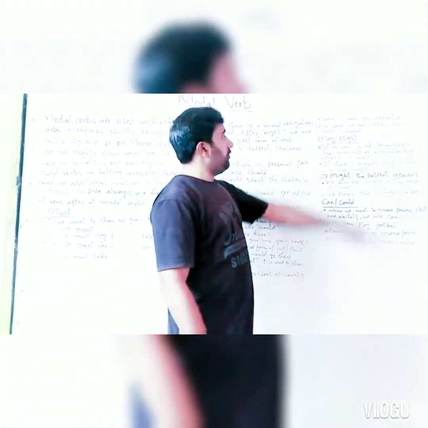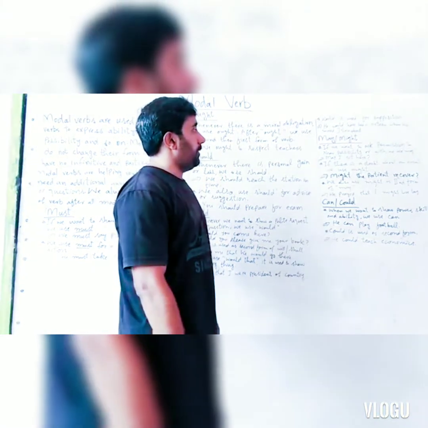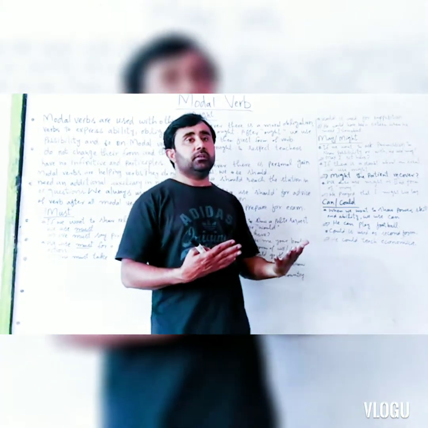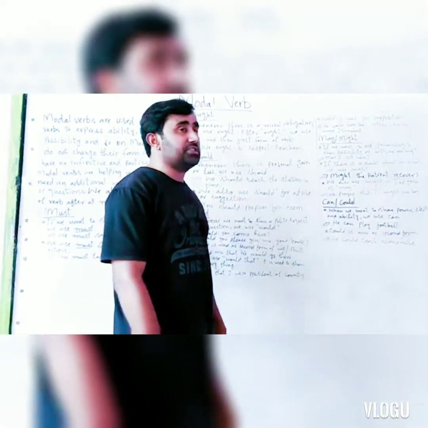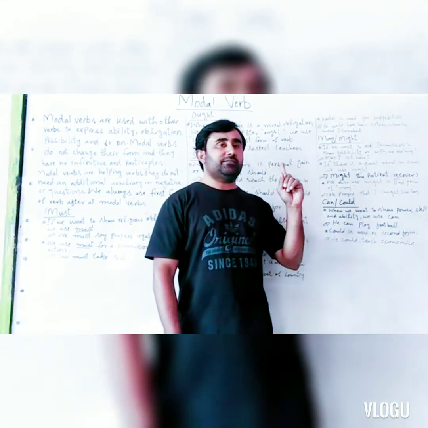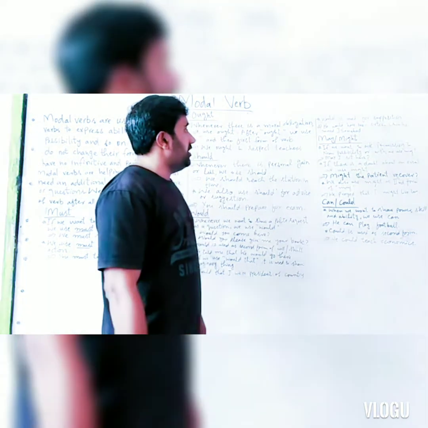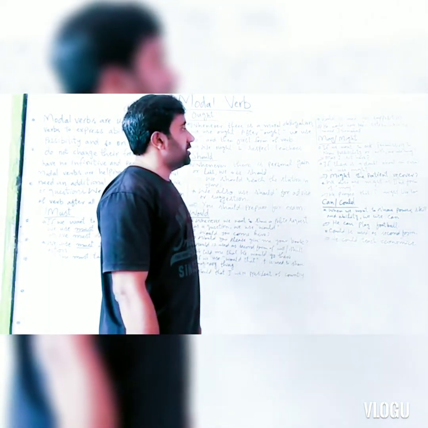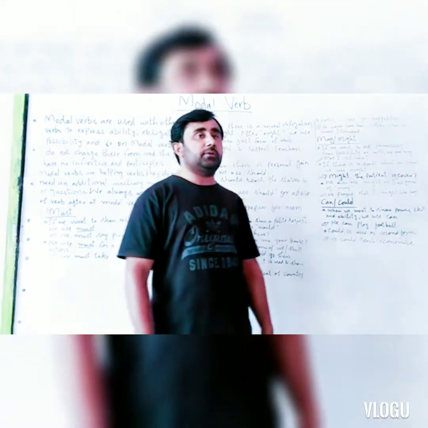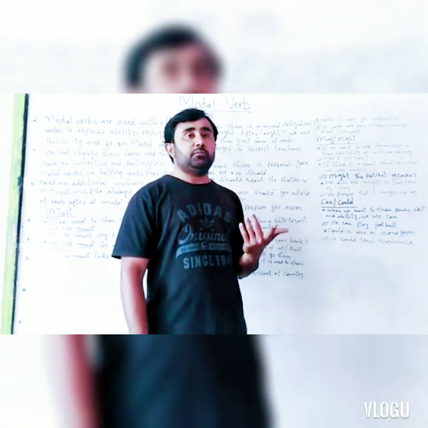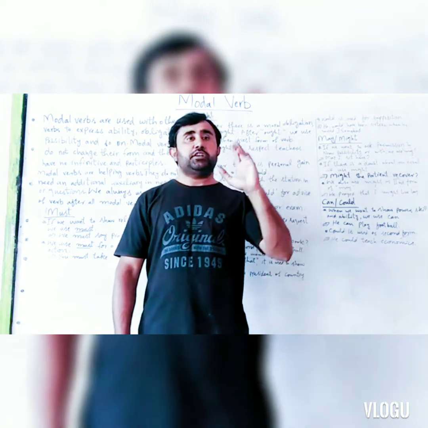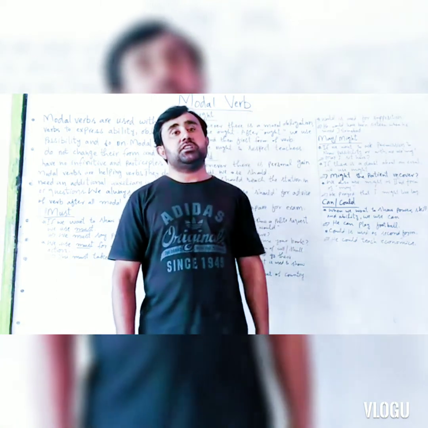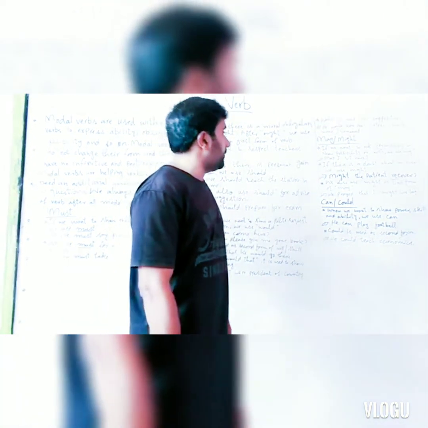Would is used for supposition. When we want to suppose something, you can use would. He would have been 16 when he moved to Islamabad. So someone is supposing that he would be at the age of 16 when he moved to Islamabad.